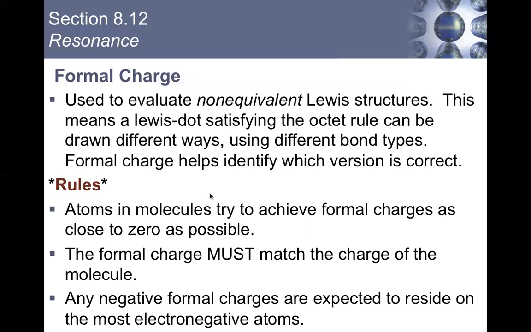So the rules for this, and we'll come back to these, we're going to have to revisit them. You want a formal charge as close to 0 as possible for your right structure. So if you're comparing 2 structures, you want the one that has the most zeros on it. The formal charges, when you add them up, must equal the overall charge of the molecule. So if it's a big -1 outside those brackets, the formal charges must add up to -1. And if 2 are really close to each other, you want the negative charges on the most electronegative atom.